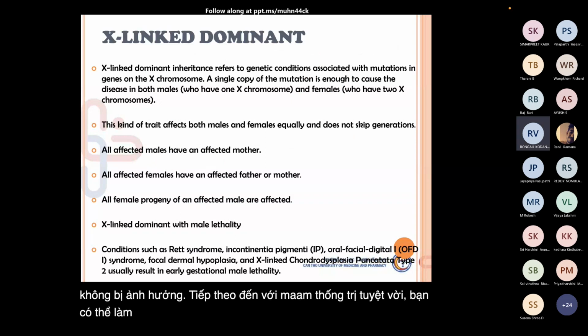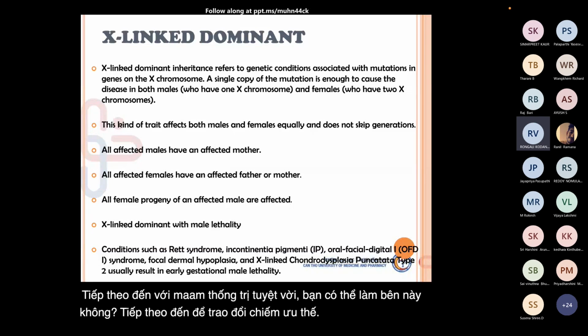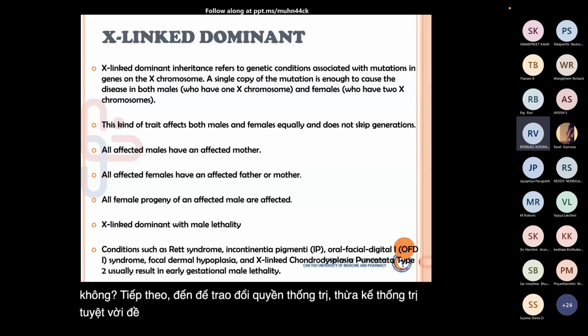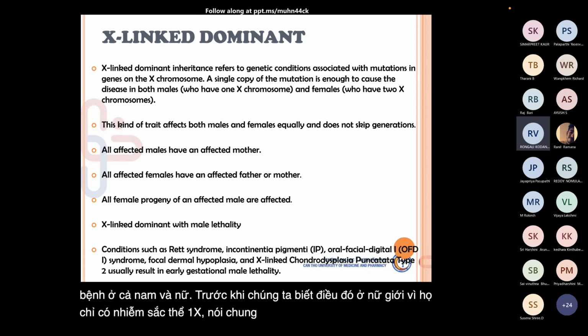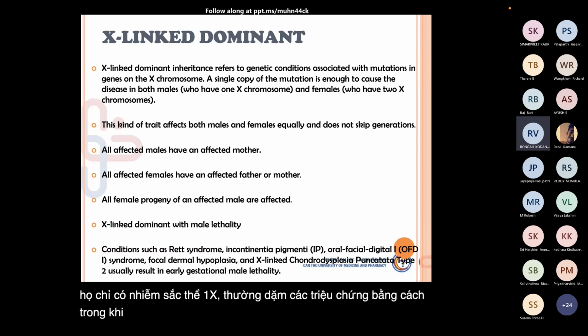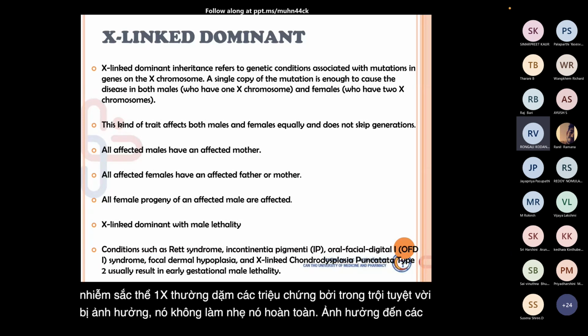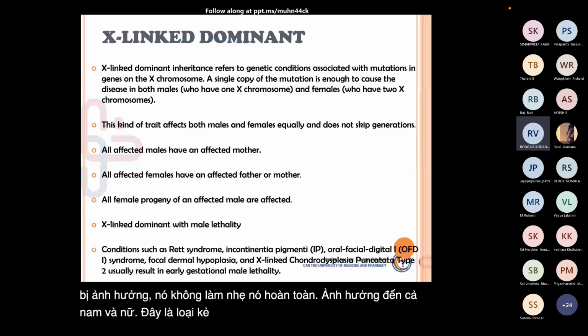Okay. Next, coming to X-linked dominant. X-linked dominant inheritance refers to genetic conditions associated with mutations in genes on the X chromosome. A single copy of the mutation is enough to cause the disease in both males and females. Before, we learned that in females, because they have another X chromosome, the symptoms are generally mild, whereas in X-linked dominant, if one X is affected, it isn't mild; it completely affects both males and females. This kind of trait affects both males and females equally and does not skip generations.